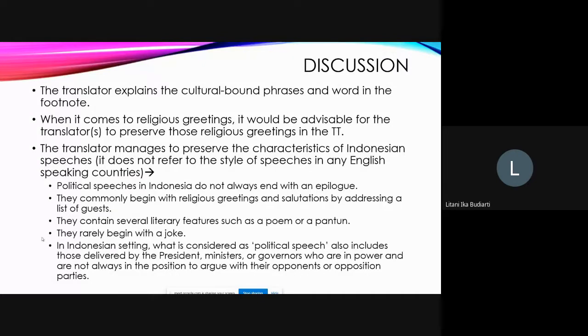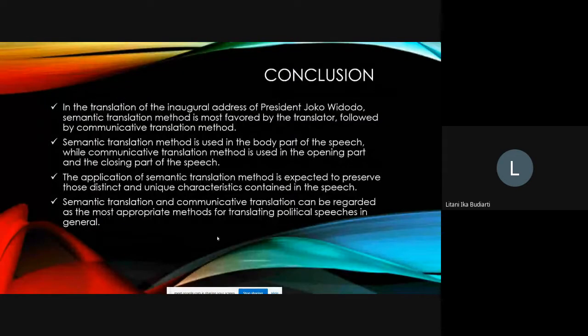And in the Indonesian setting, what is considered political speech also includes those delivered by presidents, ministers, or governors who are in power and are not always in a position to argue with their opponents or opposition parties. So this is actually one of the reasons why it's called a special text genre, because it's different. And the conclusion of this article, we have 4 here.